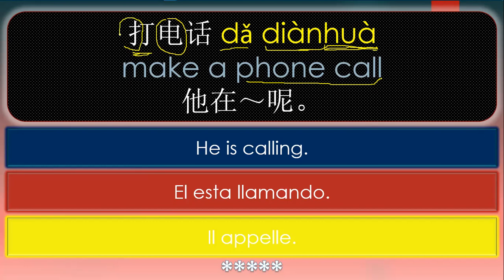When we do radicals, I don't think we'll do radicals, but I think we have them somewhere in the future. This is the character for hand. So you're hitting something and you see your hands are also included in the character. That's just an additional point, but not really necessary. What we're saying is that it means to make a phone call. Okay, let's say it together. Da dian hua. 打电话.